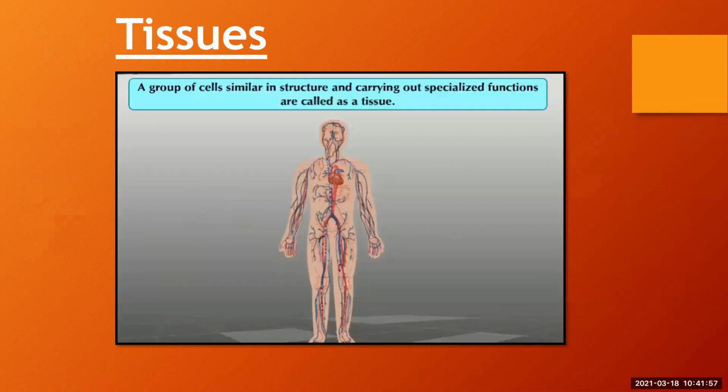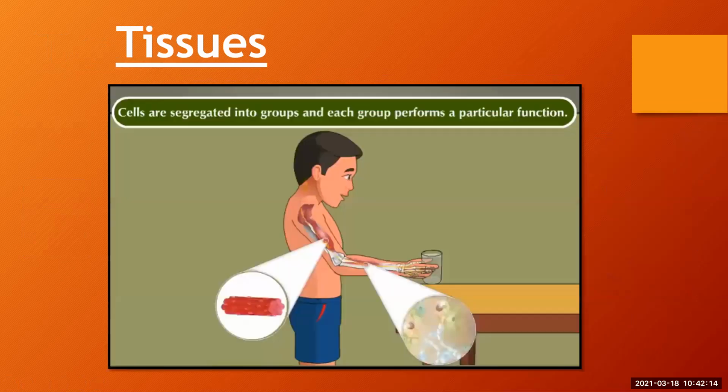Now here is the definition of tissues, which is very important. A group of cells similar in structure and carrying out a specialized function is called a tissue. Cells are segregated into groups, and each group performs a particular function.